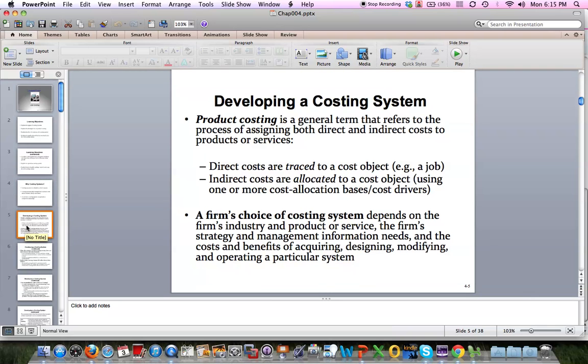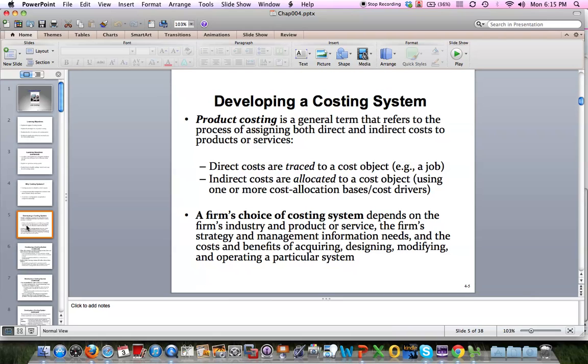So we'll talk about developing a costing system, and most of this information is on the bottom of 97 and then also on 98. And there's quite a bit of information on 98 that is important, so be sure to read through that page pretty well, page 98.